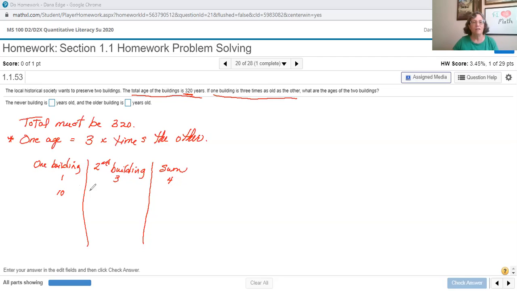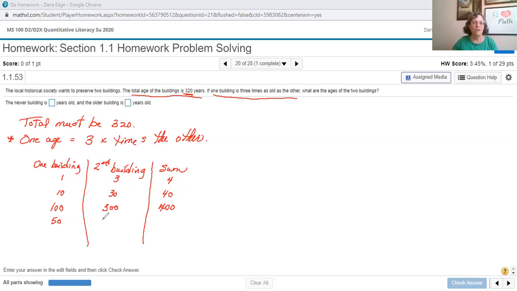So let's try 10, and 3 times that would be 30. And so now we're only up to 40. We could go with 100 and 300, and that adds up to 400. So now we've overshot it. So let's work backwards.